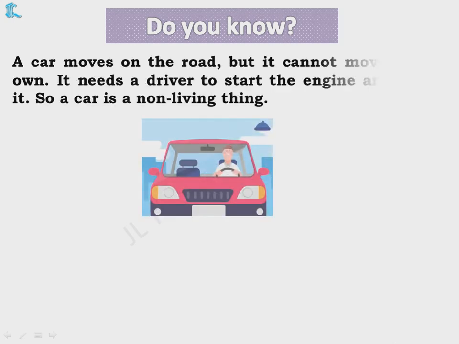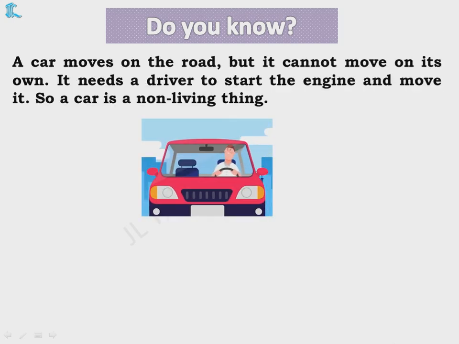Do you know? A car moves on the road, but it cannot move on its own. It needs a driver to start the engine and move it. So, a car is a non-living thing. Understood, children? A car is a non-living thing, but it has the characteristic that it can move. So, that characteristic is of a living thing.